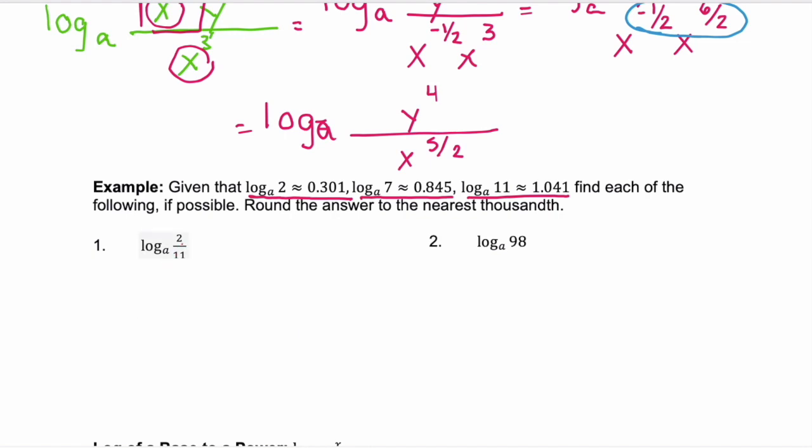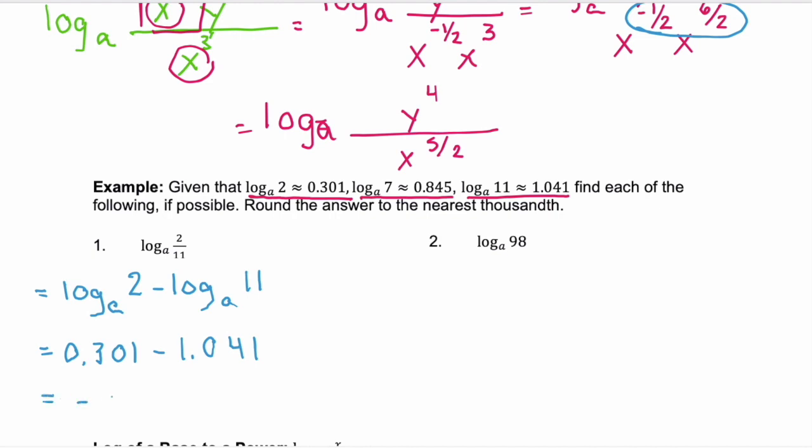So, log a of 2 over 11. Well, we can use the quotient rule to separate this out as log base a of 2 minus log base a of 11. And we know that log base a of 2 is approximately 0.301. Log base a of 11 is 1.041. Do the subtraction and we get a result of negative 0.74.